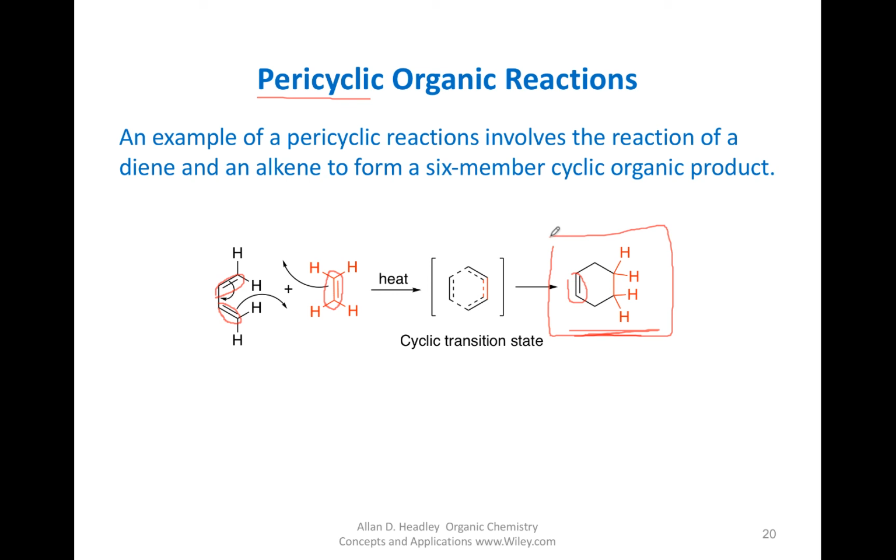Okay, let's see if we can apply this, but before that, let's do it again. So we have a diene, two enes in conjugation, reacting with an alkene, in this case ethylene, to form a six-membered ring with a double bond back here.